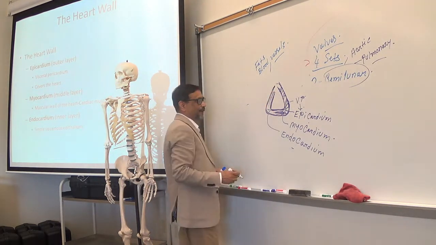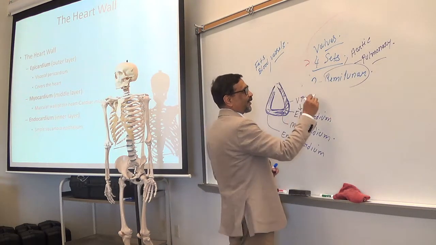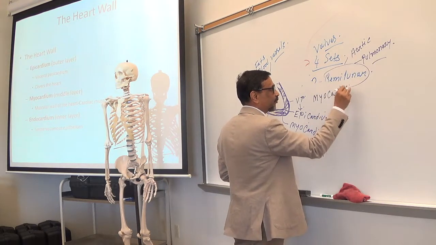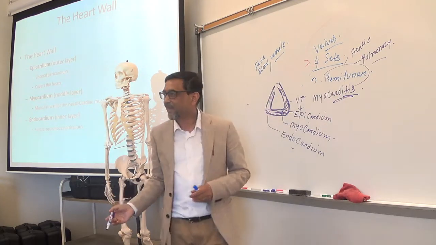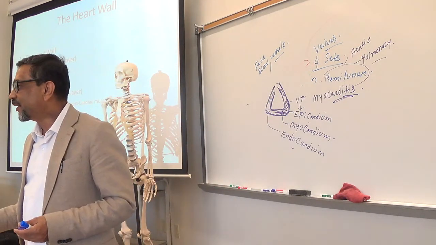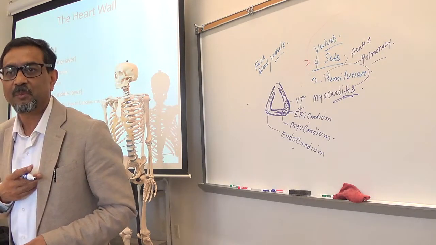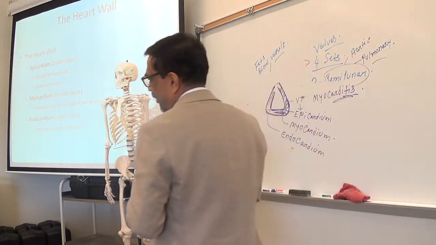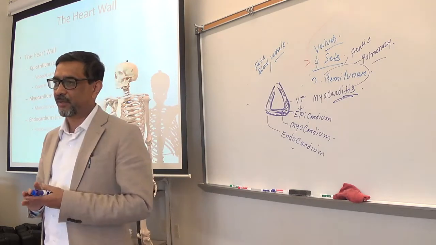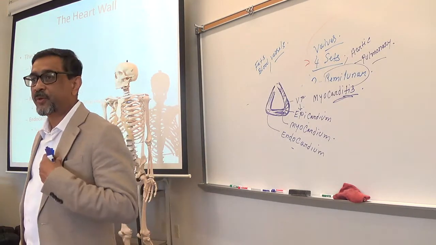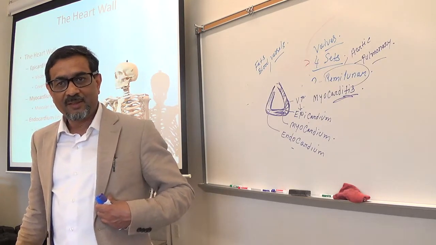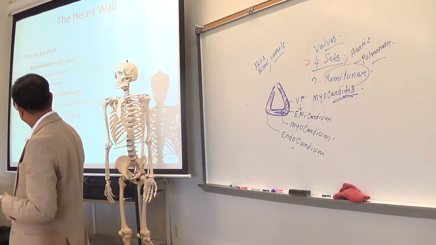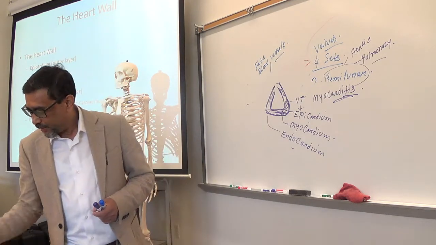Now, there is another clinical condition called myocarditis. Itis is inflammation, right? Myocarditis is what? Inflammation of cardiac muscle. Myocardium, the middle layer of the wall of the heart, right? So that can also happen due to viral or bacterial infection and can cause damage to the cardiac muscle. Okay? So if that happens, the myocardium will get weaker, right? So the force of contraction will be weak. Okay, so those are the three layers.